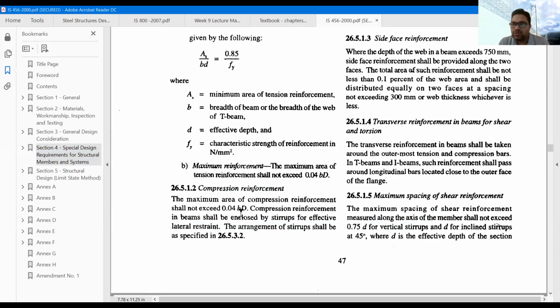So there is no lower limit of the compression reinforcement. There is no minimum limit, but there is a maximum limit: we cannot provide an area of compression reinforcement more than this. Okay, so that is as per IS code recommendation.